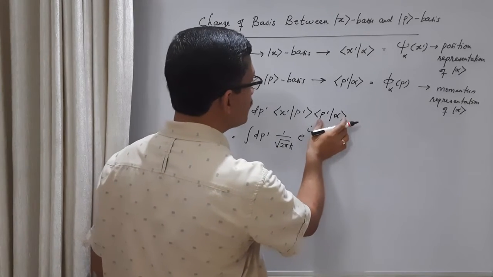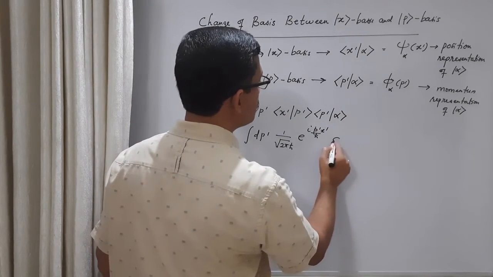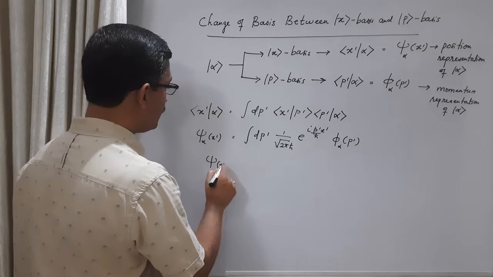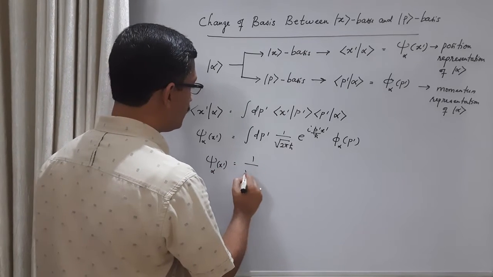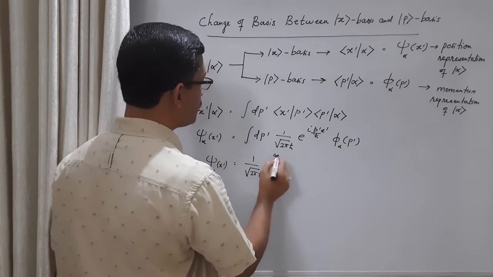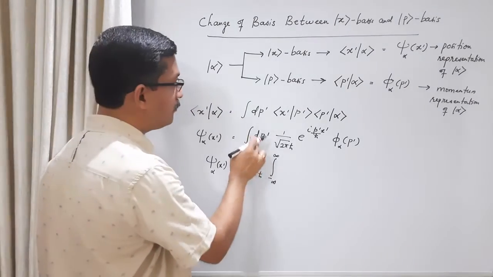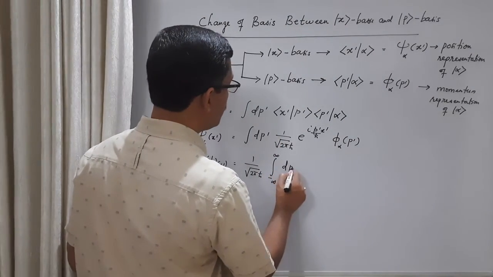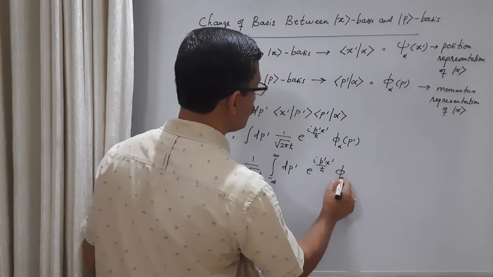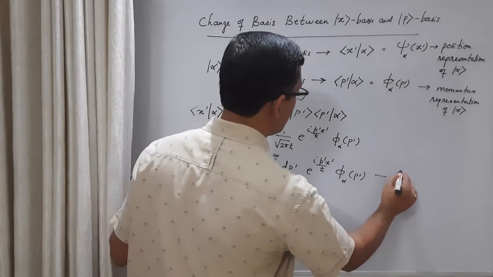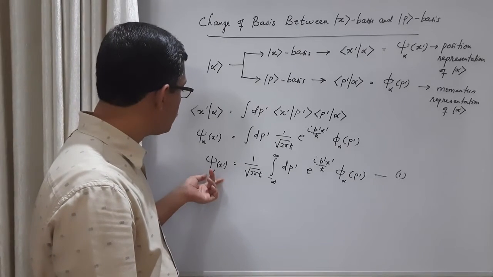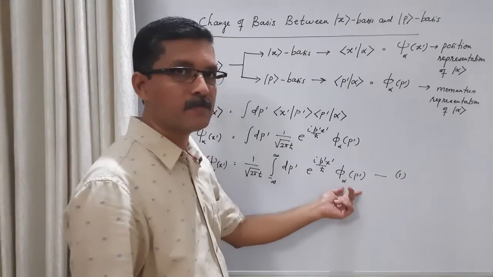Okay, and this is the momentum space wave function phi alpha p prime. So we get this result: psi alpha x prime is equal to this constant I am taking outside, 1 by root 2 pi h cross, integral, with limits from minus infinity to plus infinity, limits of momentum in one dimension, integral over p prime e raised to i p prime x prime by h cross phi alpha p prime. Let's call it equation 1.